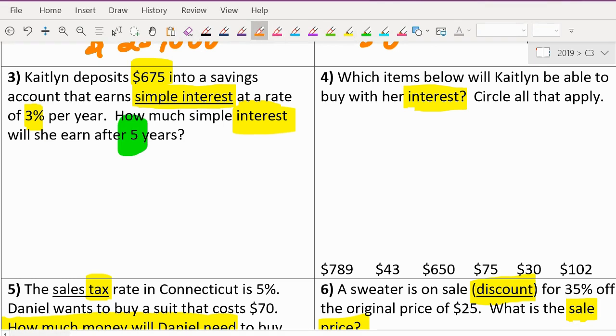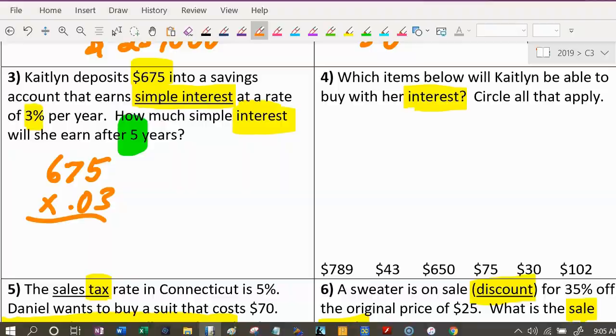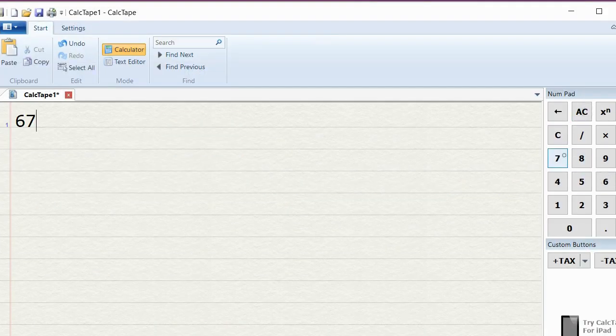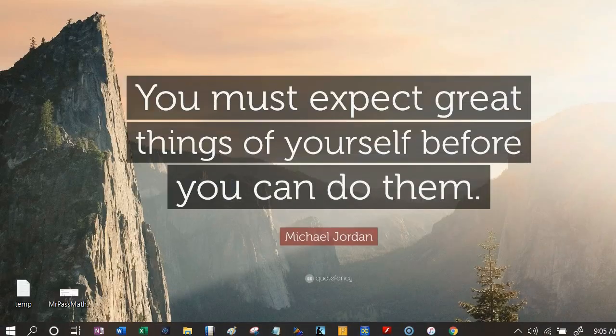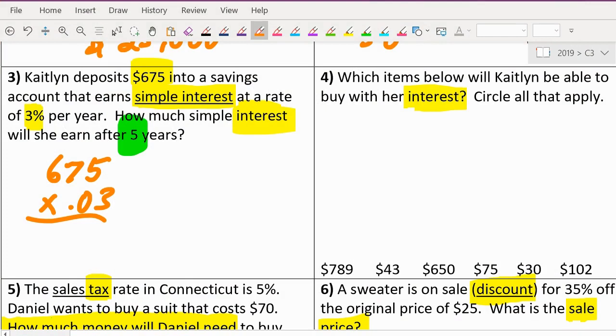So what do we multiply? Who can tell me? Noah M. 675 times 0.03. Good. You didn't get fooled by the 0.3. Don't do 0.3. 675 times 0.03. All right. So $20 and 25 cents.